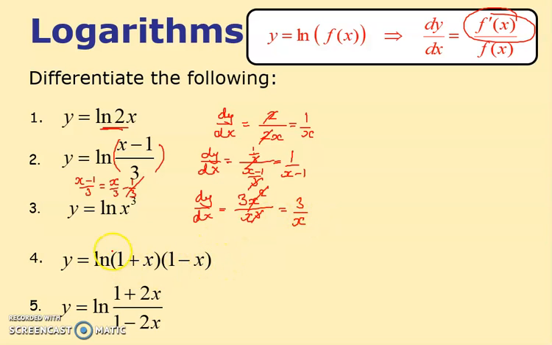Next one. Now, it's the log of all of this. So I suppose it's probably worth my while to write this as the log of, well, it's the difference of two squares, actually. I can just do it quickly. I reckon if you do it, you'll get 1 minus x squared. So this will just be dy by dx equals, well, on the bottom I'll put 1 minus x squared, on the top minus 2x. I don't think I can do much more with that.